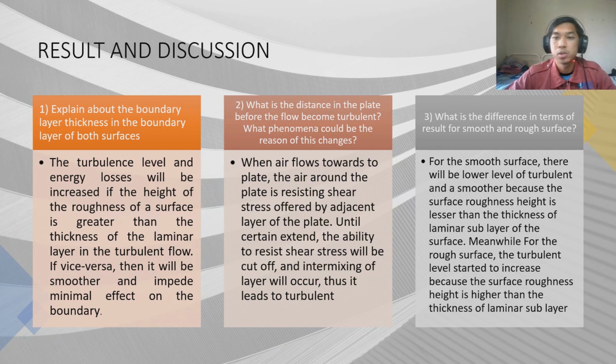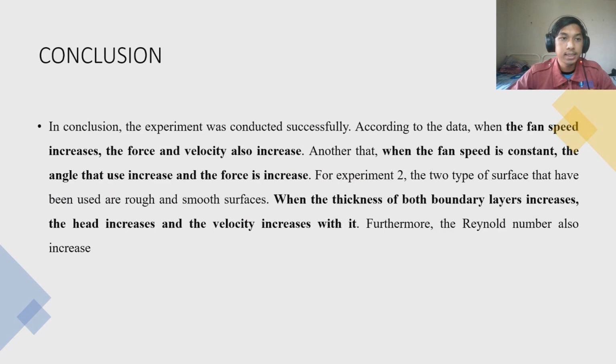And the final question is what is the difference in terms of result for smooth and rough surfaces? For the smooth surface, there will be a lower level of turbulence and it is smoother because the surface roughness height is lesser than the thickness of the laminar sublayer of the surface. Meanwhile, for the rough surface, the turbulence level starts to increase because the surface roughness height is higher than the thickness of the laminar sublayer.